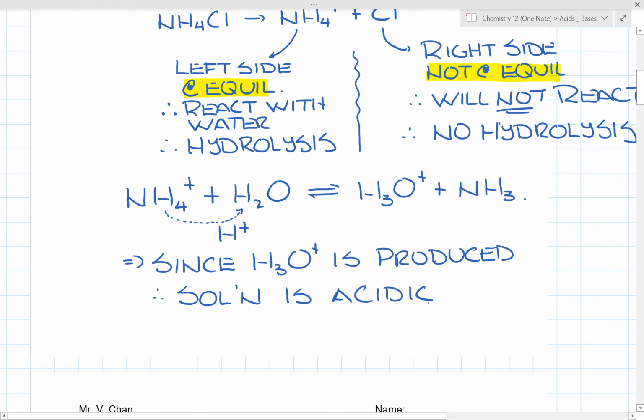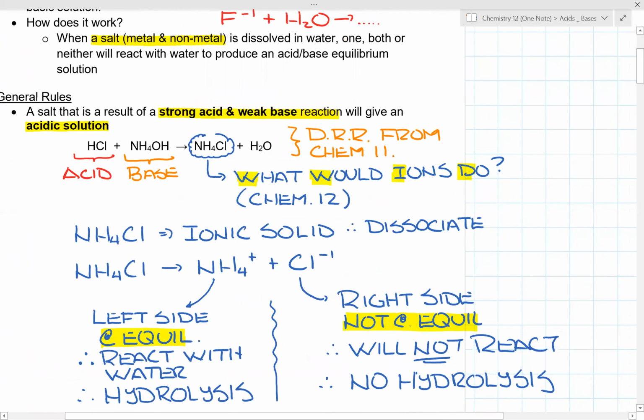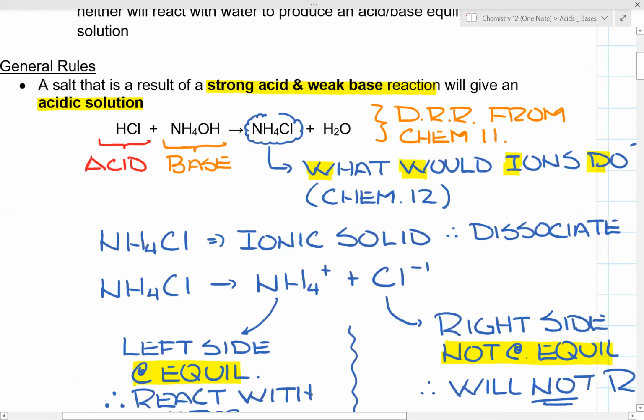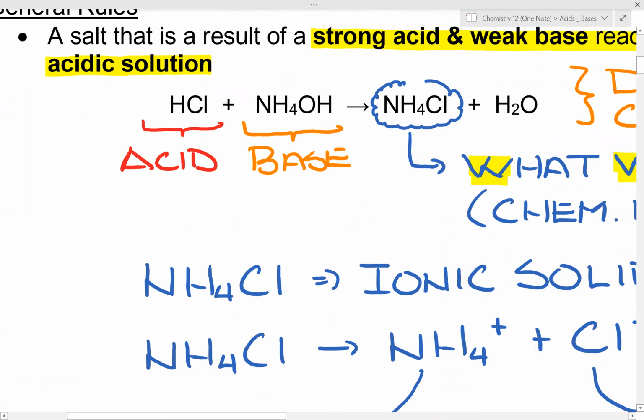Now, I just want to emphasize a couple of things. You might say, well, Mr. Chan, I don't get it. How can it be acidic? Well, what happens is originally the hydrochloric acid and the ammonium hydroxide react in a double replacement reaction. You get your neutralization, you're done.